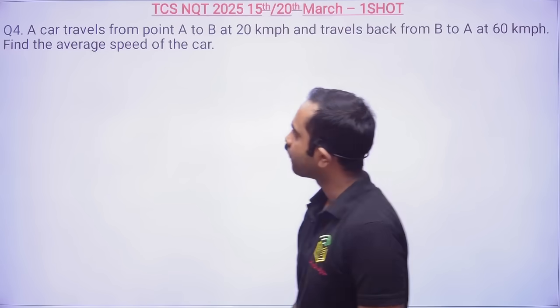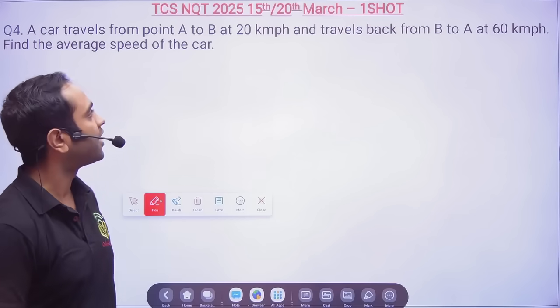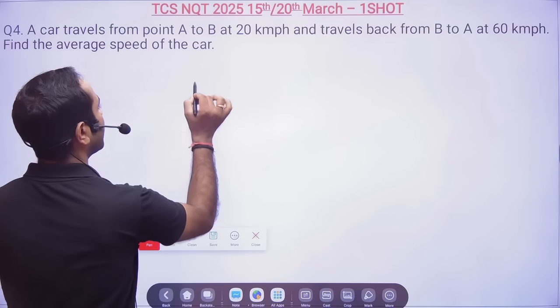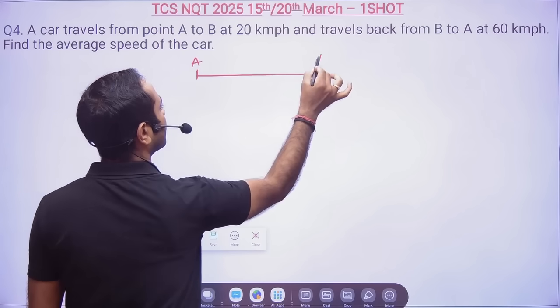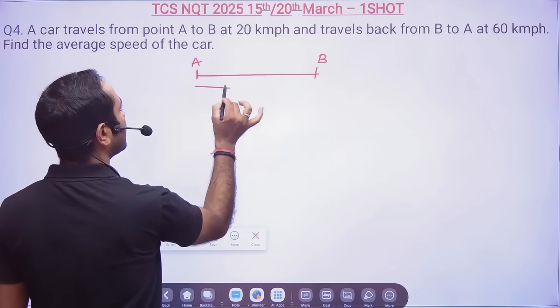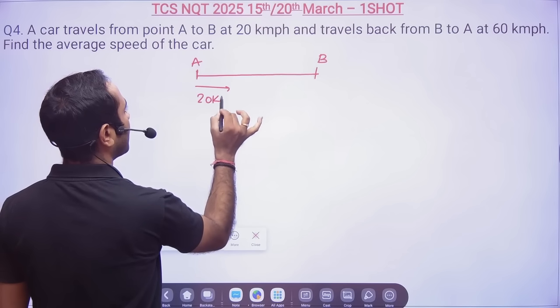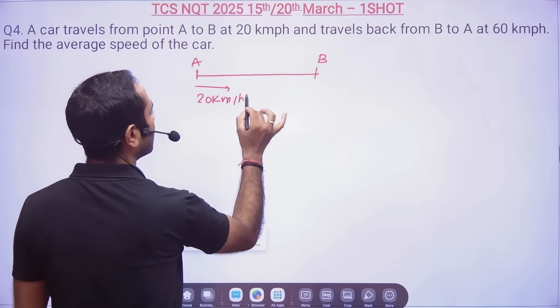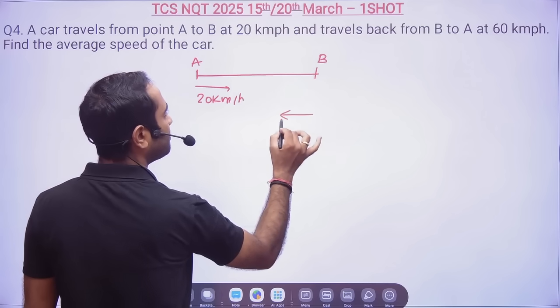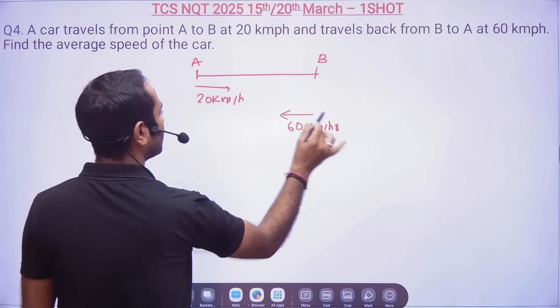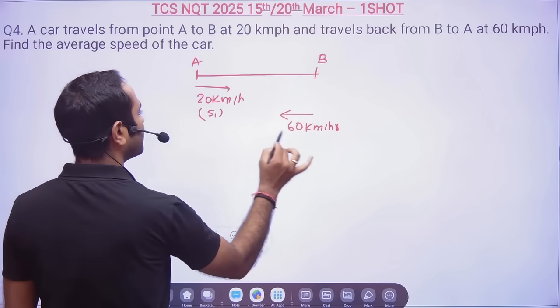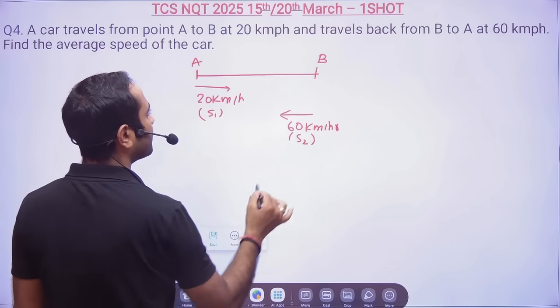Now question number 4: a car travels from point A to point B. So from point A to point B, this is A, this is B. A car travels from A to B at a speed of 20 km per hour and travels back from B to A at a speed of 60 km per hour. Okay, so this is my speed 1 and this is my speed 2. Now they're asking what is the average speed.